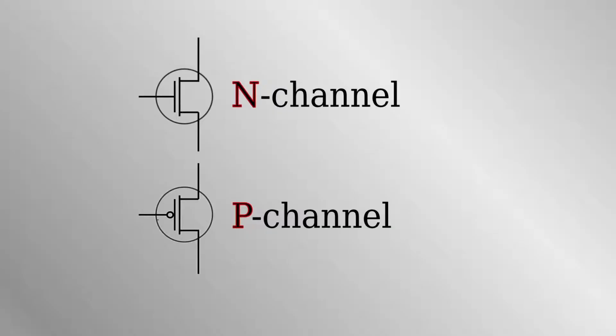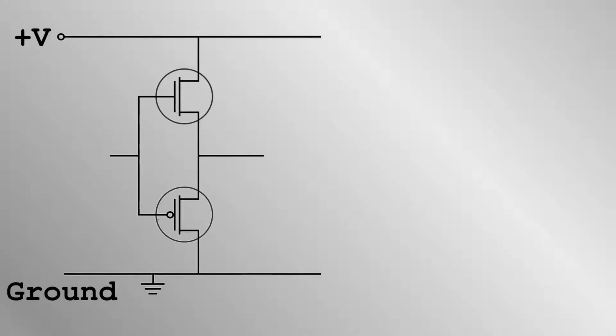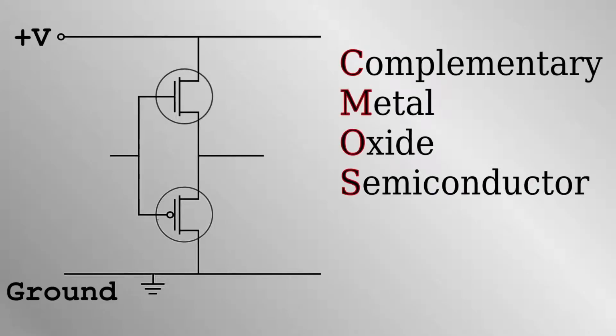In modern computers, these types of transistors are used in pairs, referred to as CMOS, or complementary metal oxide semiconductor. The gate terminals of a given pair are always connected together, so they receive the same input. Here is a simple example. If we apply a high voltage, or 1, to the input, the N-channel MOSFET opens a route between high voltage and the output. The P-channel closes the route to ground.